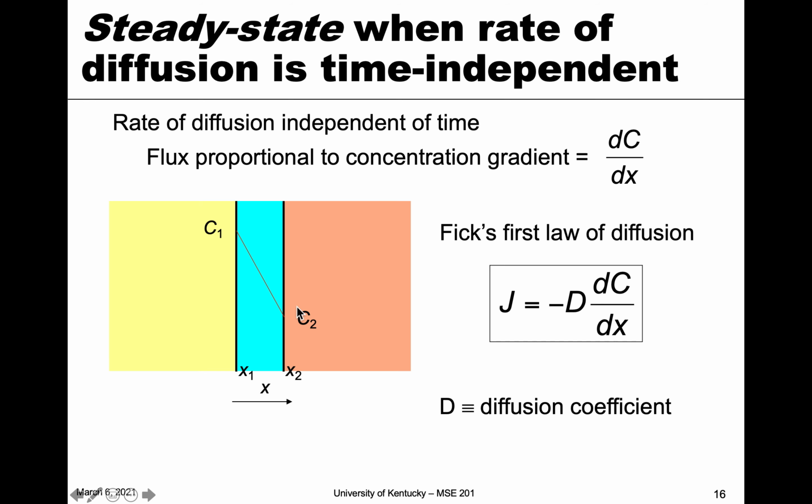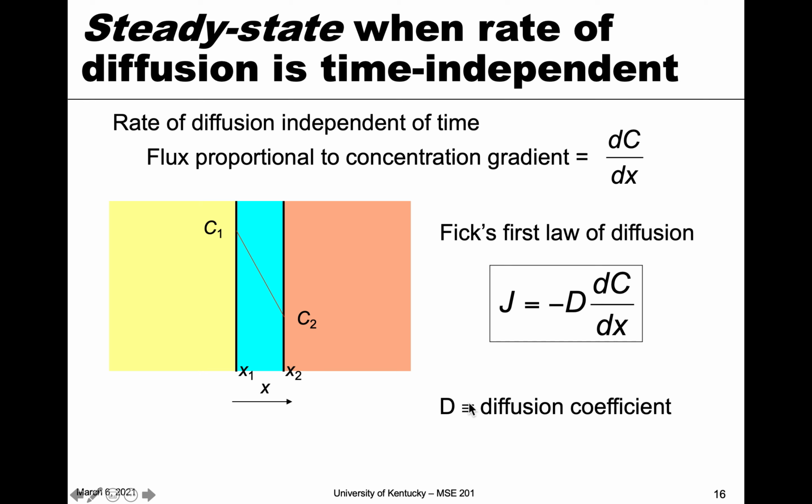And what we find is that it doesn't change with time. So the rate is always constant in this case. And that's known as steady state diffusion. So the flux is proportional to this concentration gradient, and we define this concentration gradient as the difference in concentration over the difference in thickness. So dC/dx, where again this thickness is the x.